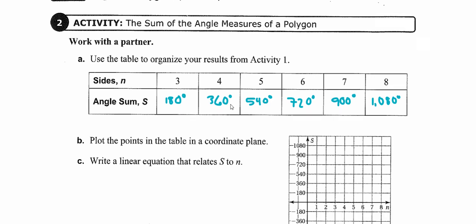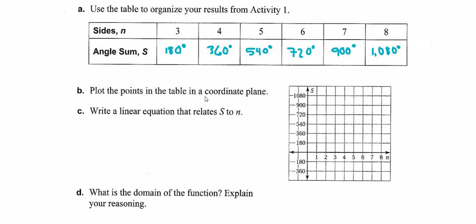All right, so we organize our data into a table, and then it says plot the points. Well, our x-axis is going up by 1, so that's the number of sides. Our y-axis is going up by 180, so that's the interior angle sum, and they're using an S for the sum and N for the number of sides. So for 3 sides, we go over 3, we go up to 180 and plot a point. 4 sides, we go up to 360, so 360 for 4 sides, plot a point. And 5 sides, 540, 6 sides, 720, 7 sides, 900, and 8 sides, 1080.